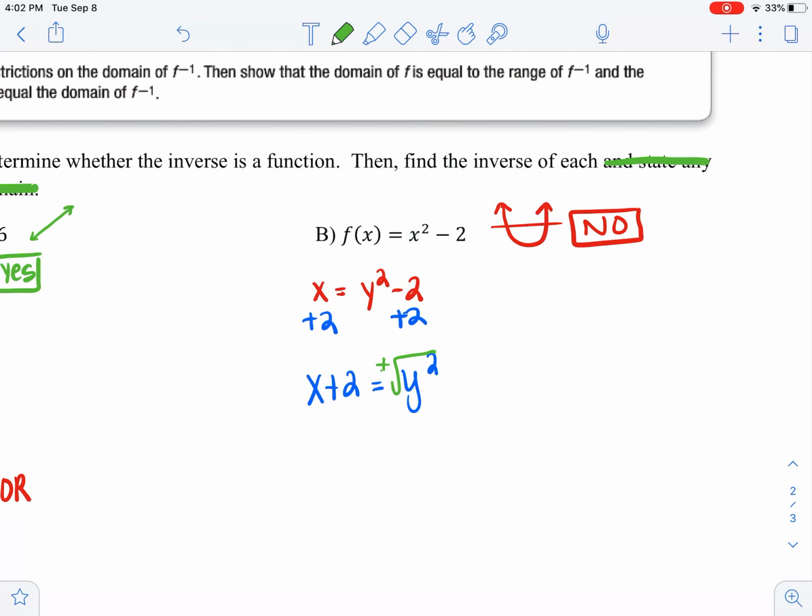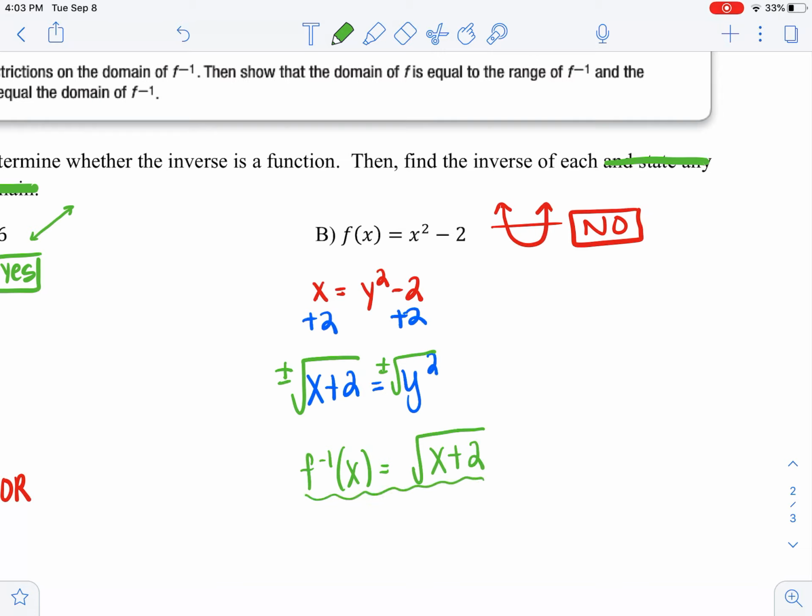So remember, whenever you put a square root in, you have to do plus or minus because you have to account for the positive and negative answers. So I have f inverse of x is equal to plus or minus the square root of x plus 2. Now I didn't write down plus or minus at first because I want you to realize what you're forgetting if you forget it.